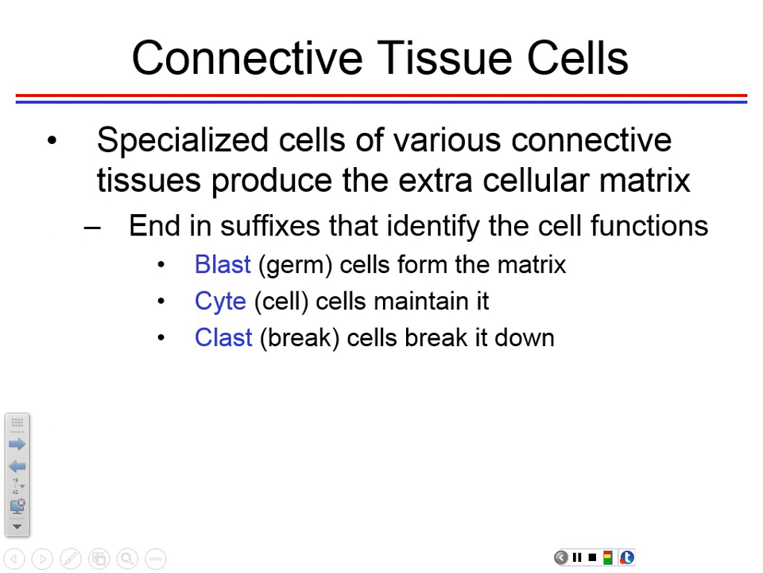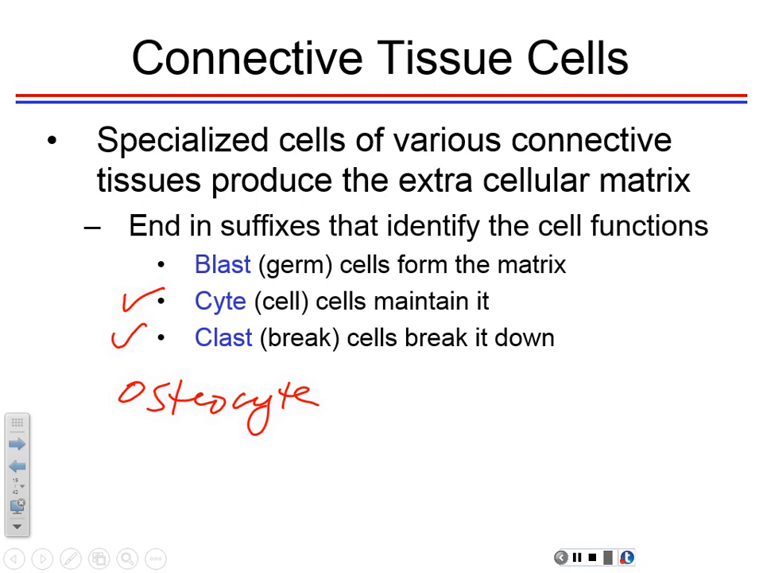So usually when a cell ends with -cyte, it's a mature cell that maintains the matrix, all right? Like osteocyte. Osteo is bone, cyte is cell. It's a mature bone cell that maintains the matrix.